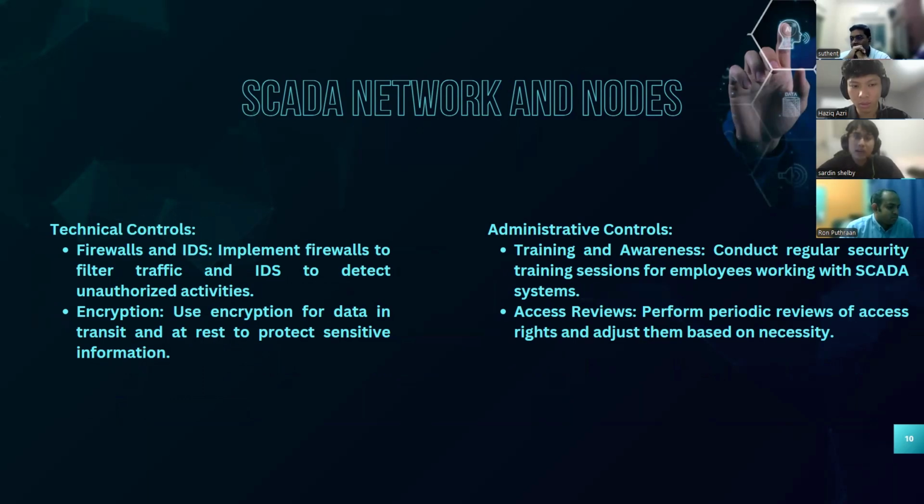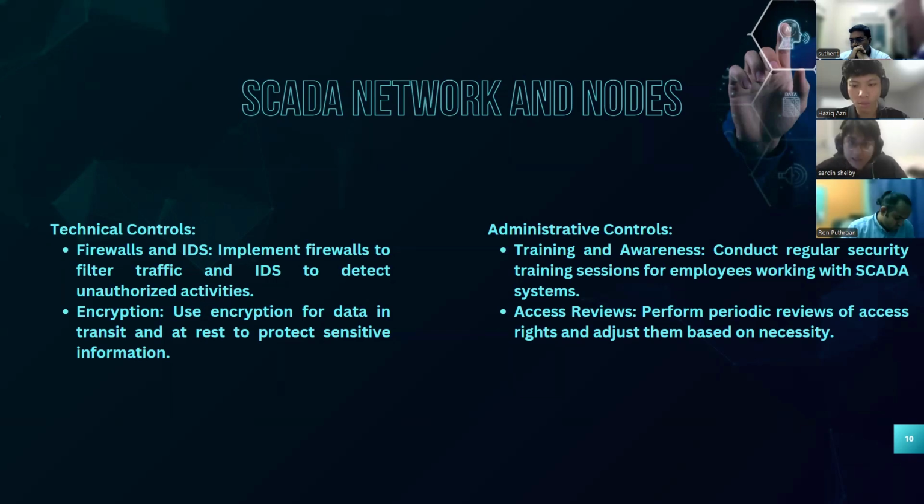Okay, so these are the controls we plan to provide for this organization. The first one is technical controls, for example firewalls and encryption. We implement firewalls to filter traffic and an IDS to detect unauthorized activities. And for encryption, we use encryption for data in transit and at rest to protect sensitive information.